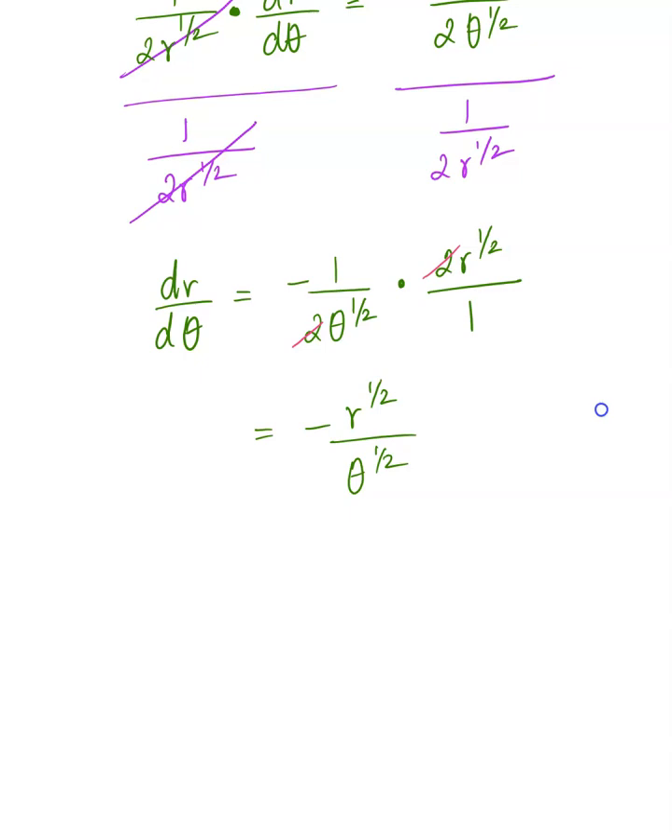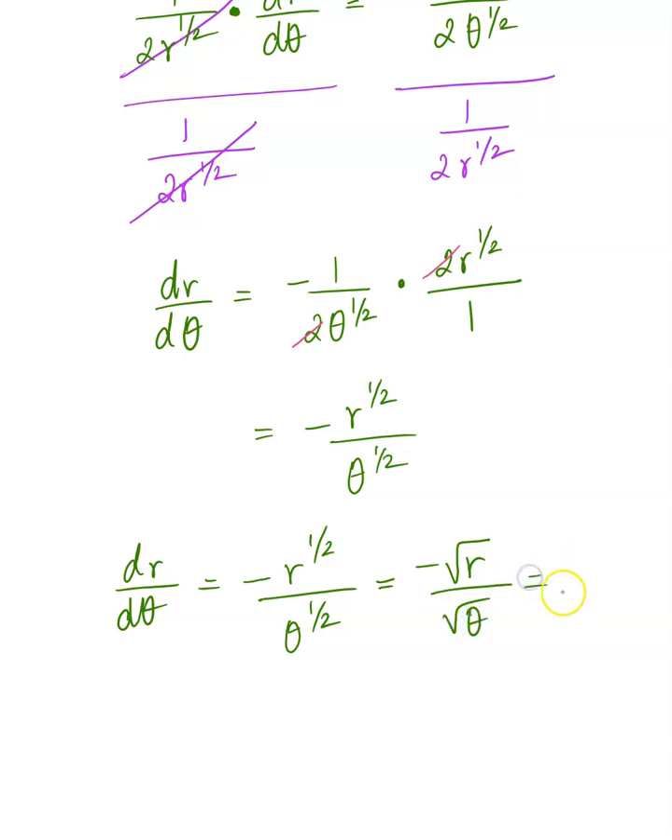And there are plenty of ways you can rewrite this in equivalent terms. So that's going to be negative r power half over theta power half, which is the same as negative root r over root theta. Or, because they are like radicals, we can bring them under the same radical. So any one of these options would work.